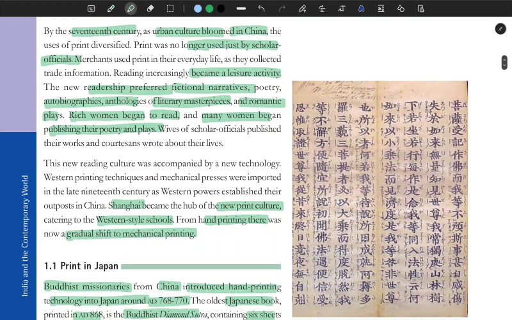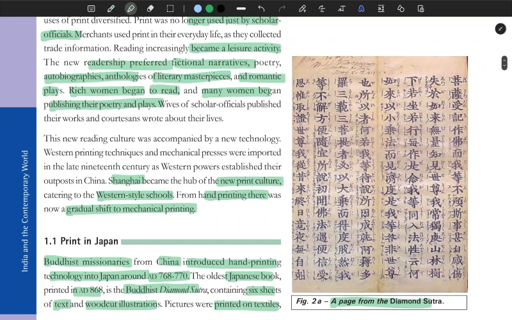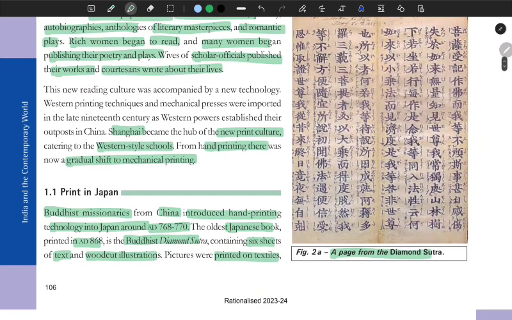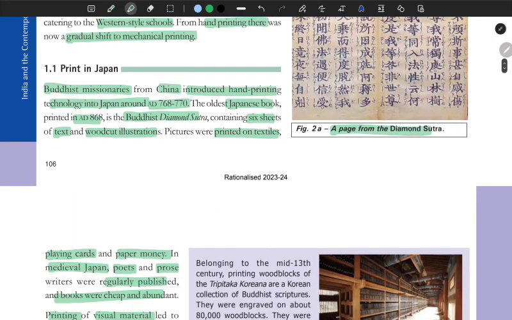All right. So we see how many women, even in Shanghai and even in parts of China, started reading these books. Many women began even publishing their own poetry and plays, and wives of scholar officials published their works, and courtesans wrote about their life. Okay, so next, print in Japan.